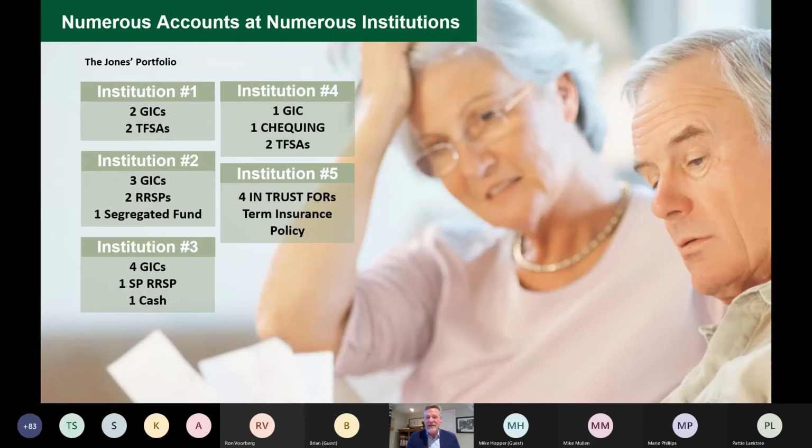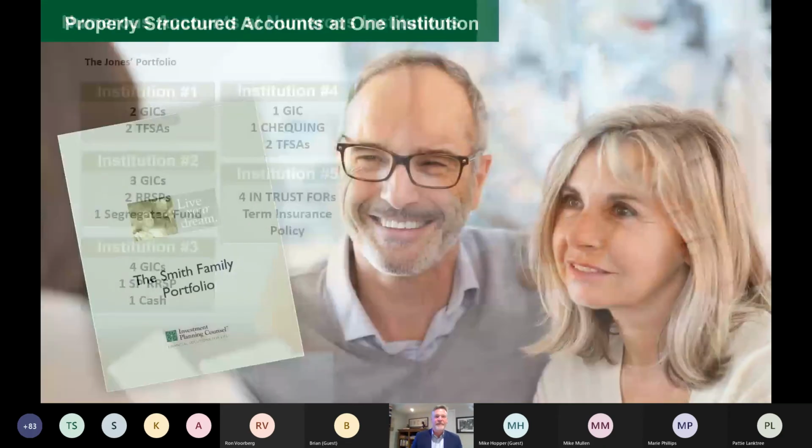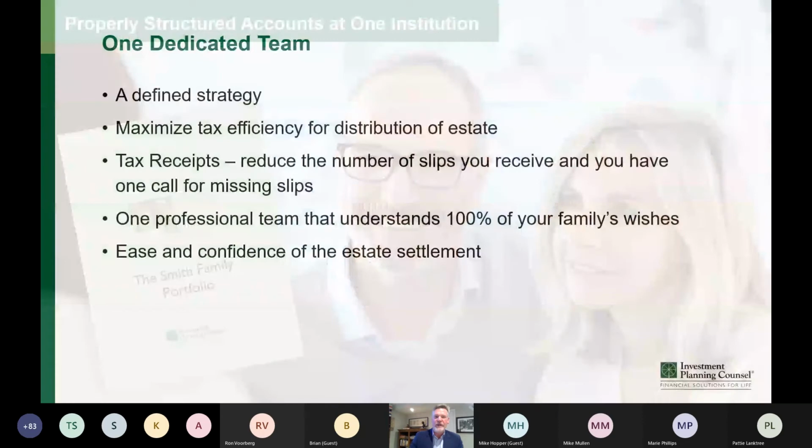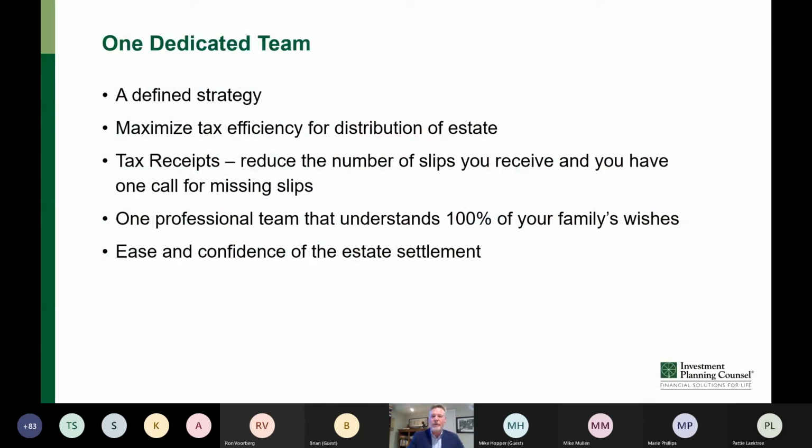So his GICs were a little bit all over the place. There's various reasons as to why we did the things we did, but what I would recommend, especially for the executor, is have one institution having all the pieces and understanding the full process of what your wishes are when it comes to the administration of your estate. So define a strategy that you want. Not only can that help for clarity, but it may maximize the tax efficiency for the distribution of the estate.